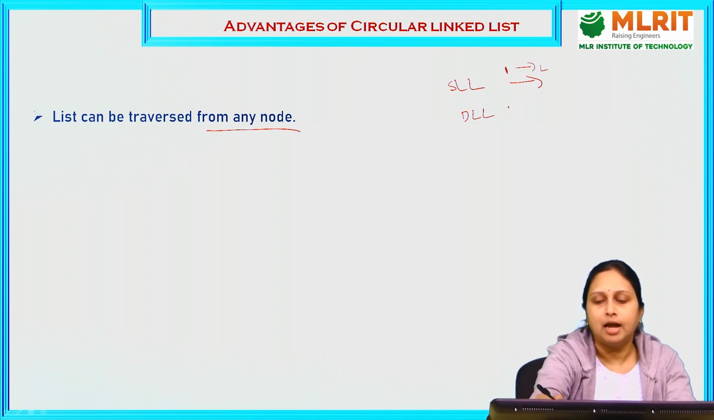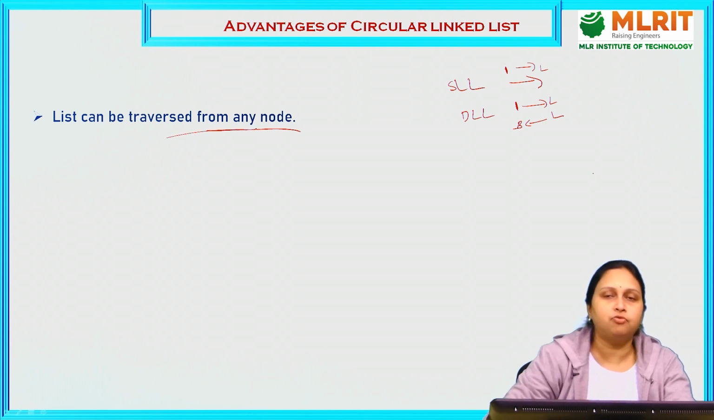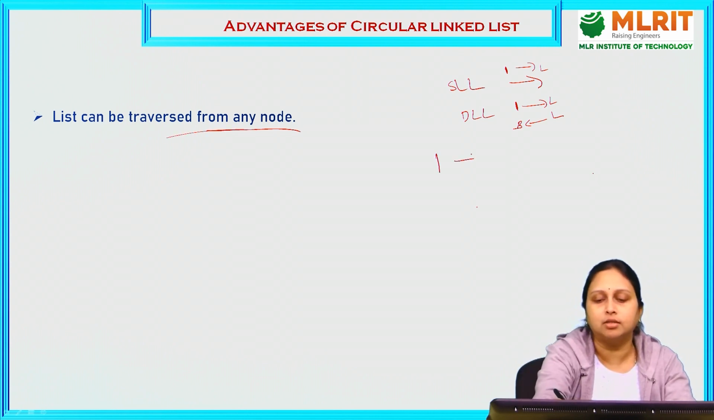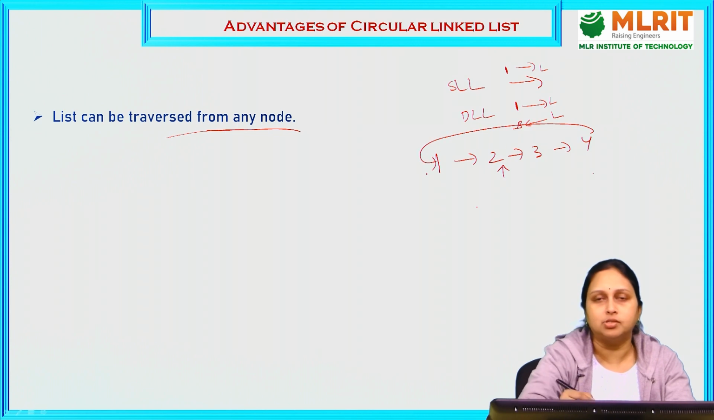Okay, and in the double linked list also we are going to start from the first node and end at the last node, or we can start from the last node or end at the beginning node. But here the traversing can be done from any node. Suppose I am going to have the nodes like this: 1, 2, 3 and 4. If I start from here, it is a circular representation, right?